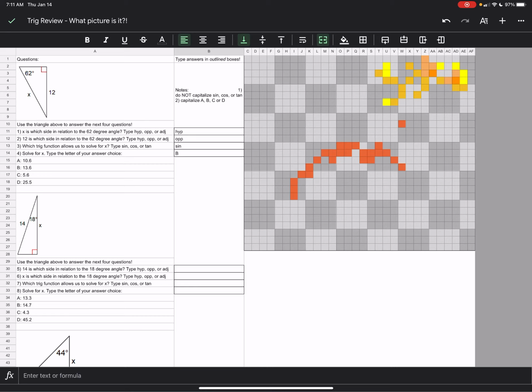And so that's basically how this thing works. You just solve these problems, and then you type those answers into the little outline boxes. And if you're right, color will pop up. If you're wrong, color won't. And so then you can go back and give it another shot, right?